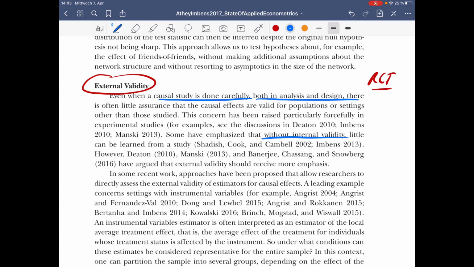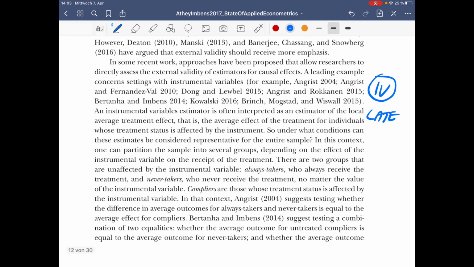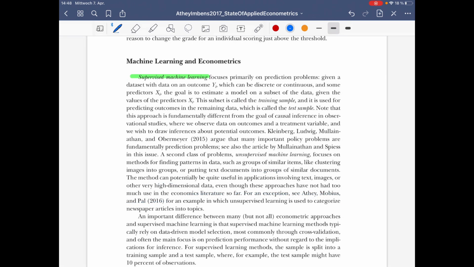And here Athey and Imbens refer to IV and refer to local average treatment effects, and we will take some time also to differentiate between always takers, never takers, compliers who are in line with the instrument. Now let's come to machine learning in econometrics.